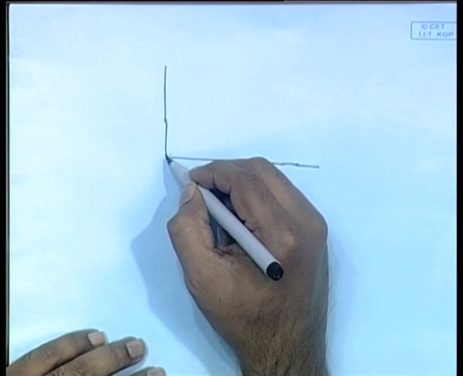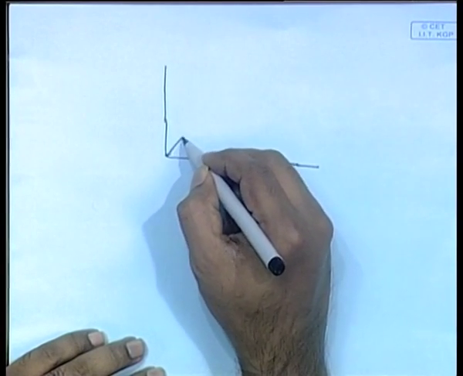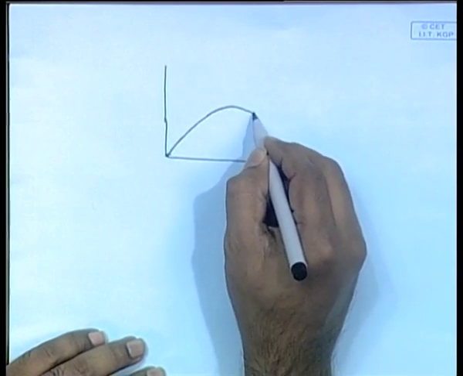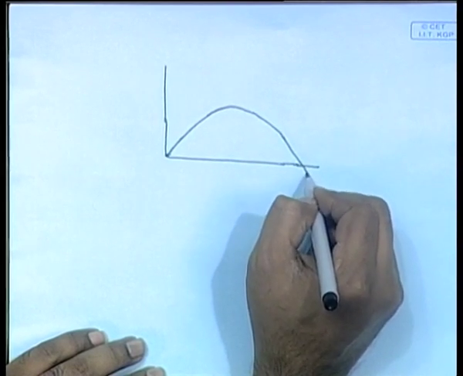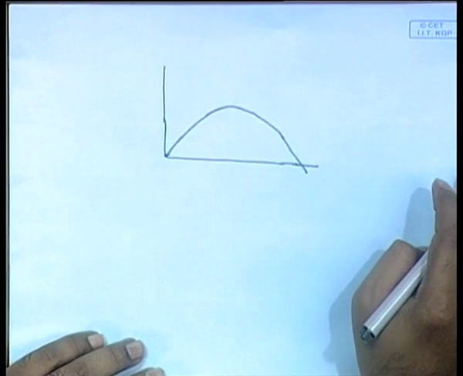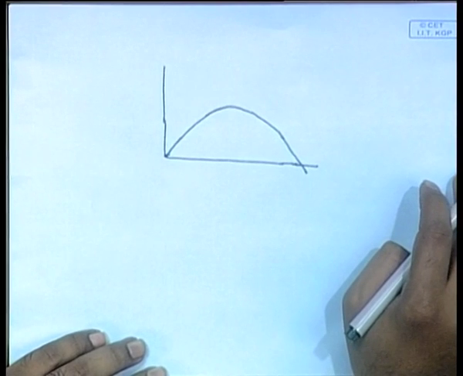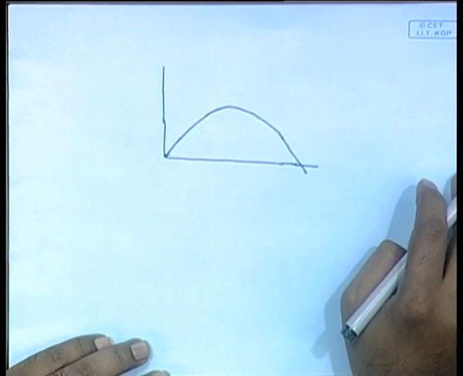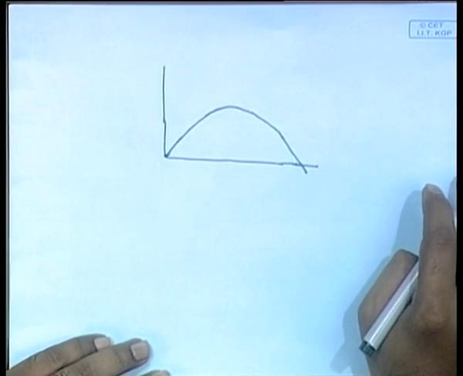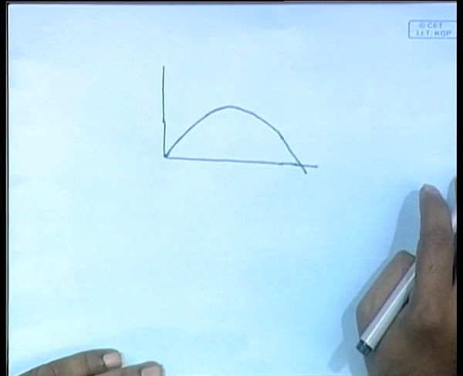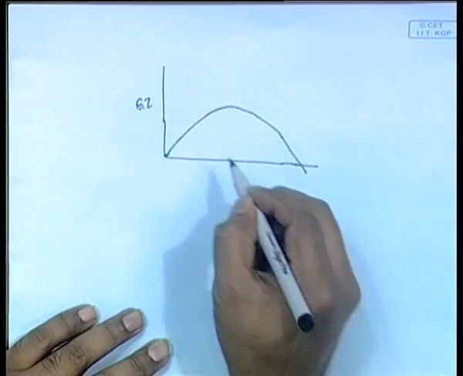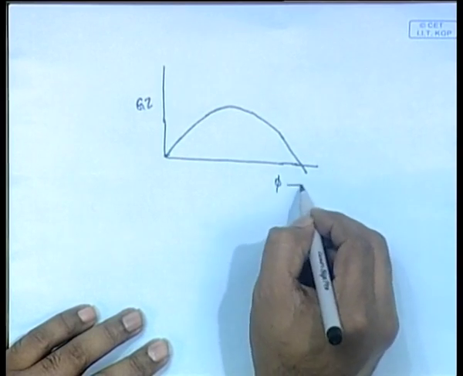So, in case the ship does not have a list, we draw the statical stability curve like this, and the statical stability curve is also known as the righting arm curve or the GZ curve. It is the same thing, as you know by now, that GZ is defined as GM sin phi. So, it is a curve between GZ, the righting arm, and phi.